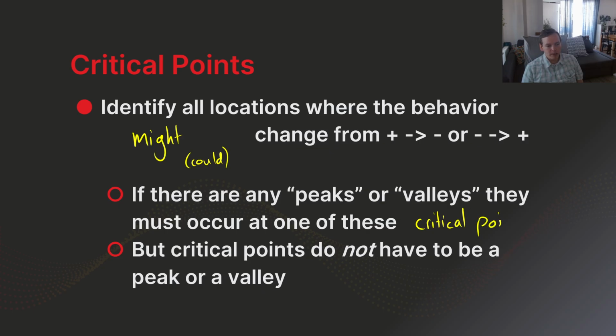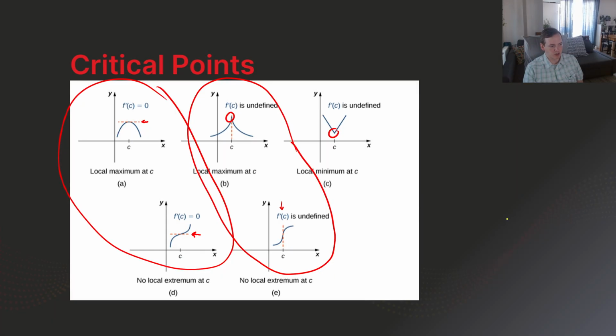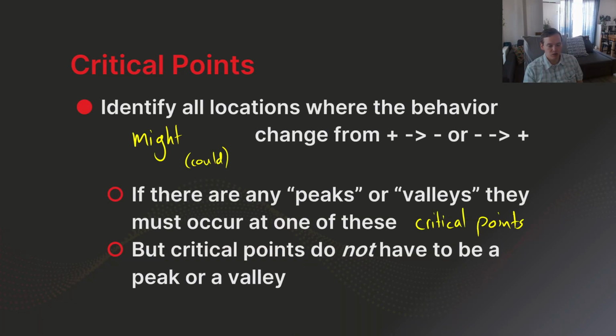However, critical points do not have to be a peak or valley, as we saw on that previous slide. D and E don't have a peak or a valley, but they are still a critical point. So critical points tell you all the possible places that your minima and maxima could occur if you're looking for those, but they're not guaranteed to be minima and maxima. Because we had that behavior again where it was this curve, or this other curve that I'll sketch here. Both of those are examples of critical points without minima or maxima.